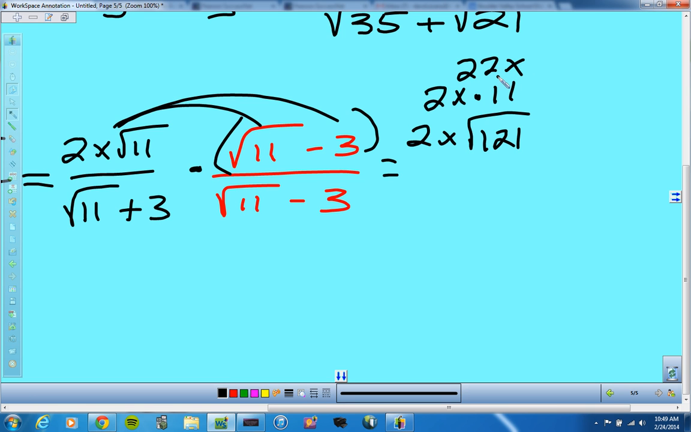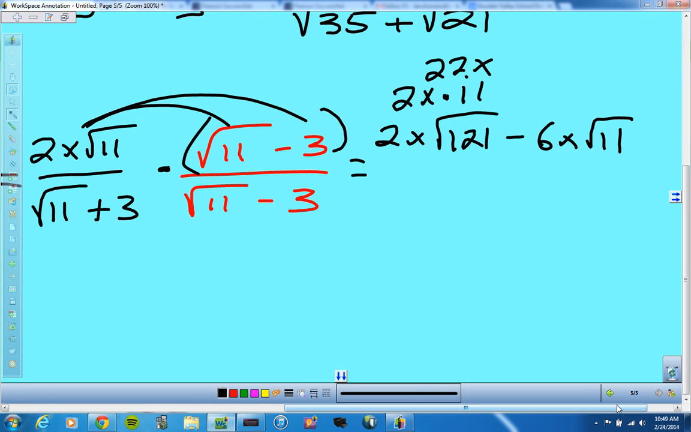Okay? And then we're doing 2x square root of 11 times negative 3. Negative 6x square root 11.